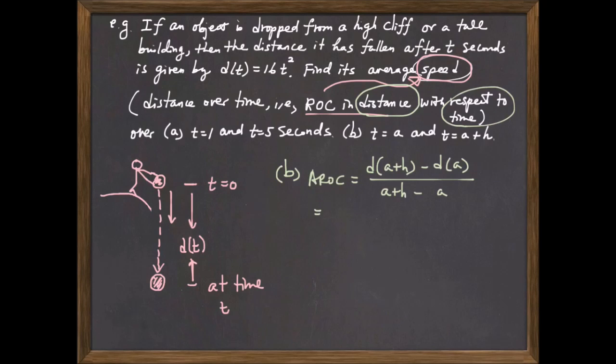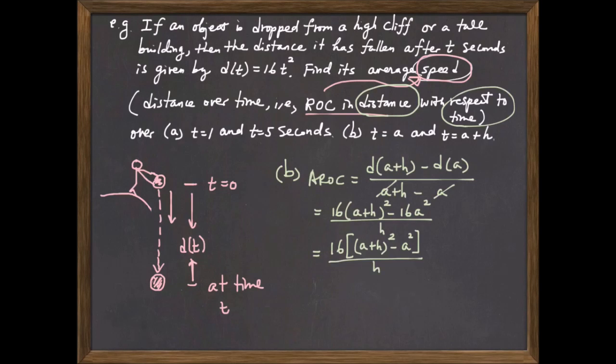Okay, so I'm going to use the function 16t squared now to evaluate. So the first term we get 16 times the quantity a plus h squared minus 16 times a squared, all divided by a plus h minus a. Well, notice that a actually cancels out. We just have h in the denominator. We're going to do the same trick as we did before by factoring out a 16 in both terms. From the first term, I have left a plus h quantity squared minus, from the second quantity, I have just a squared left, all divided by h.